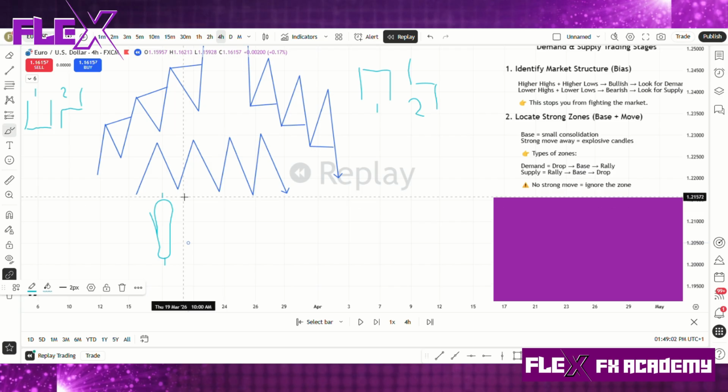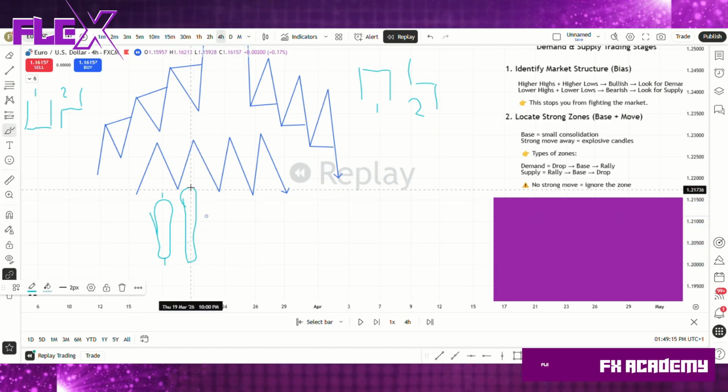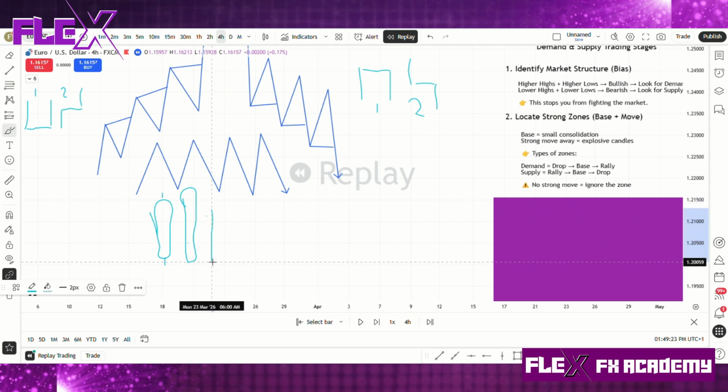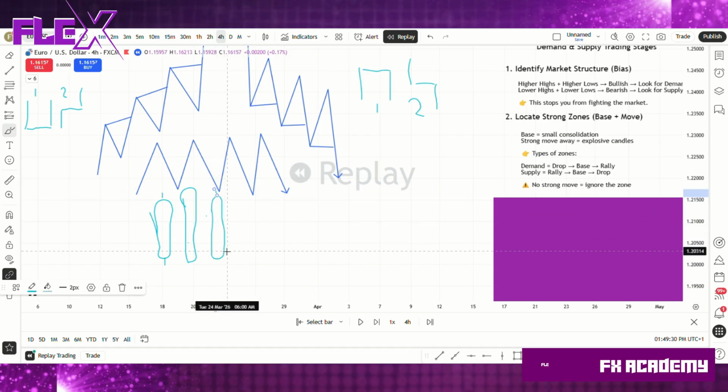Now let's look at this one. Pardon my drawing again, this candle here does not have any wick at all. This is an explosive candle. Then let's look at another candle here, which may just have one wick at the top. This is a decisive candle.